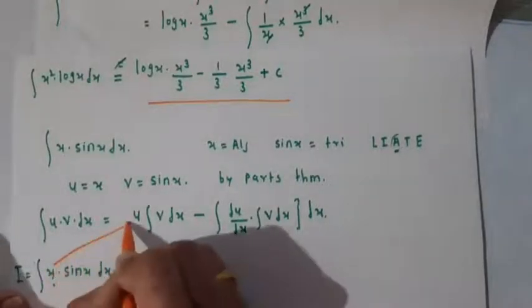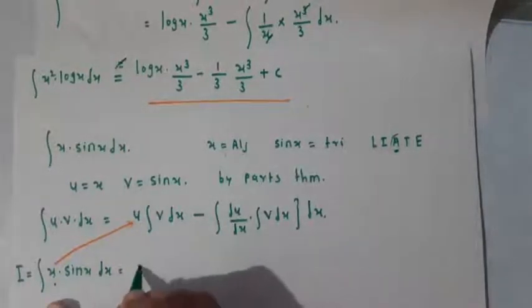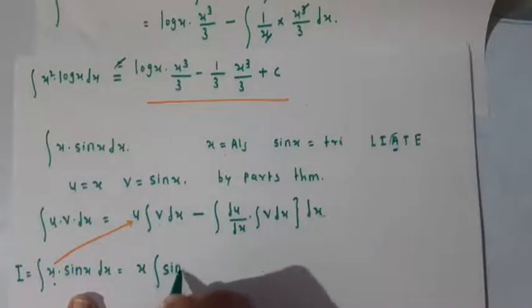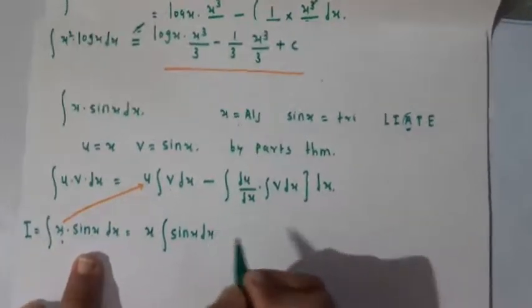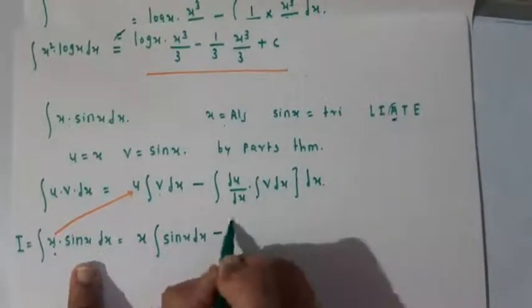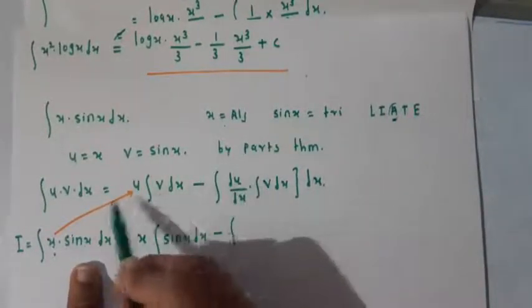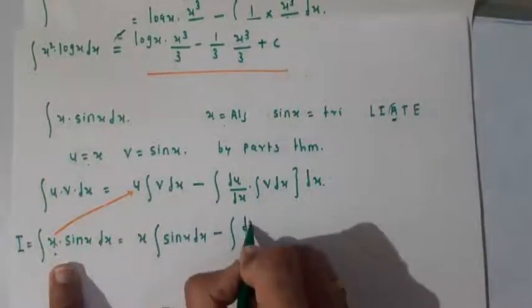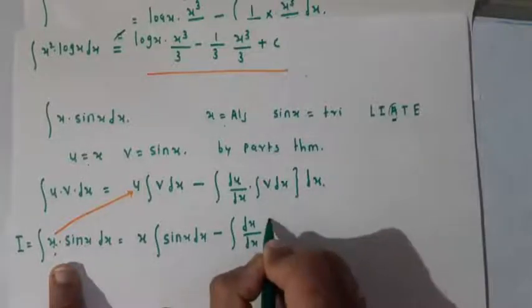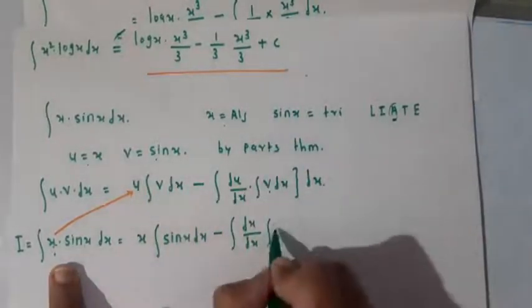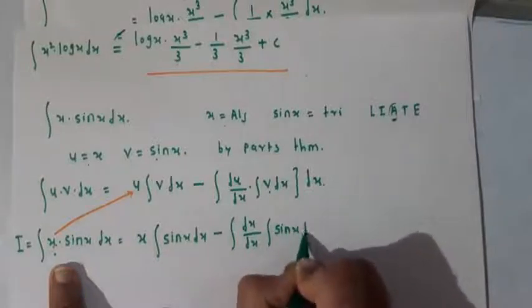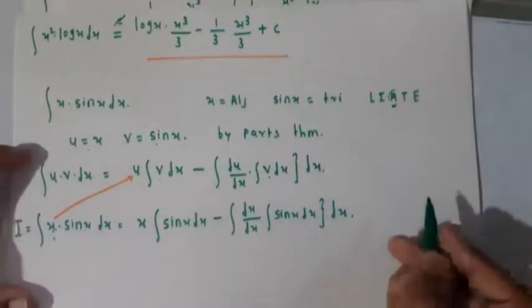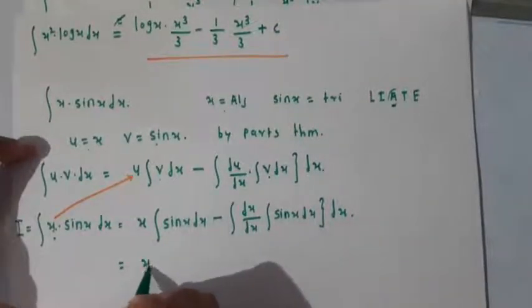U is x, and therefore outside the integration of v means sin x, integration of sin of x with respect to x, minus du by dx. Differentiation of u means differentiation of x, because u is x. Differentiation of x with respect to x. Integration of v is sin x, that is sin of x with respect to x, and the whole integration with respect to x. Okay students, and this is equal to x.